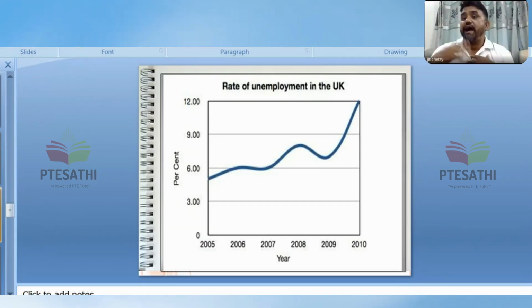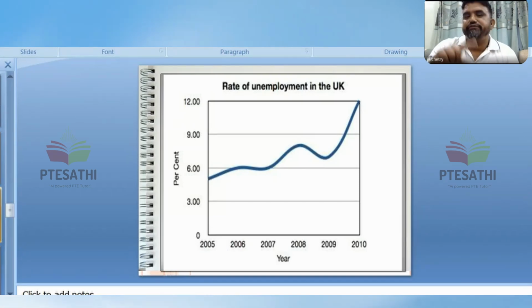Yep. So if I were you describing this image, I would just go with the structure that I showed you. The first one would be the given line chart provides information about the rate of unemployment in the UK. Overall, it compares unemployment from 2005 to 2010. As far as the important details are concerned, the highest unemployment was in 2010, which was around 12%. In contrast, the lowest was in 2005, which was under 6%. Furthermore, the overall trend was upward. To conclude, the image provides detailed information about the rate of unemployment in the UK.